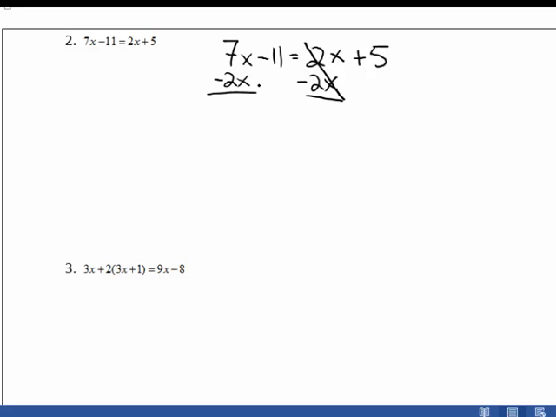2x minus 2x is 0. You'll notice the signs are opposite because I'm subtracting 2x minus 2x to get 0. 7x minus 2x is 5x. Okay, and the reason I didn't subtract 7x, I could have, but I would have had a negative 5x on the right. In the end, you get the same answer. I prefer to keep my x term positive if I can. The next step would be to add 11 to both sides. So this gives me now 5x equals 16. And then the final step is to divide by 5.